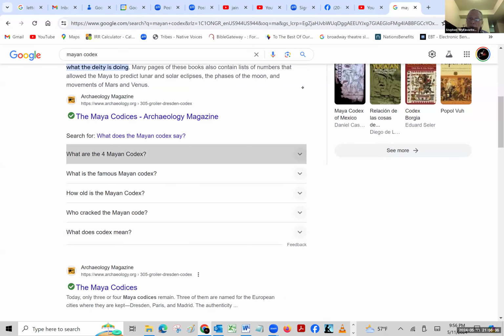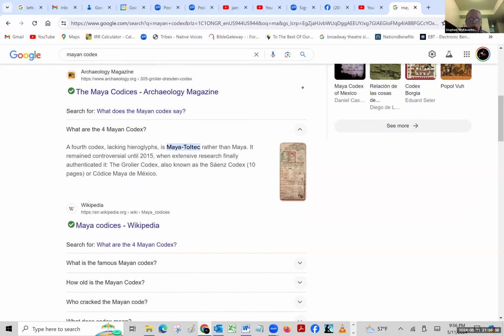What are the four? I thought there were 5 Mayan codexes. Evidently, there are only 4. The 4th codex, lacking hieroglyphs, is the Maya Toltec rather than Maya. It remained controversial until 2015 when extensive research finally authenticated it.